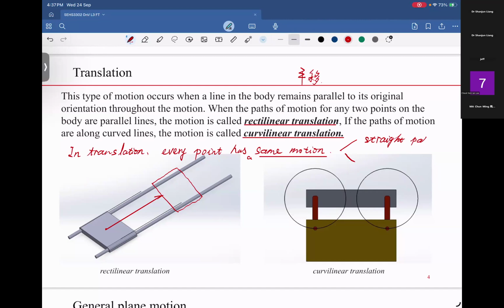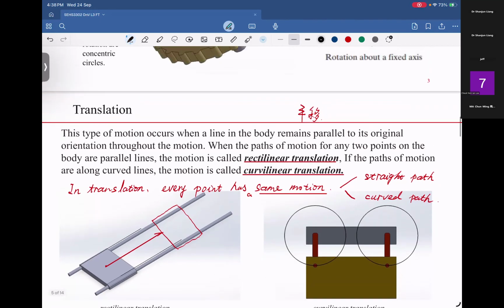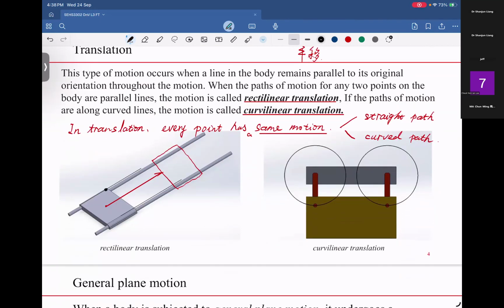It can be in a straight path. It can also be in a curved path. The left-hand side is a straight path, right? If we look at the particles on it, if we look at the left top particle and it moves to here, the path is this one, the black one.